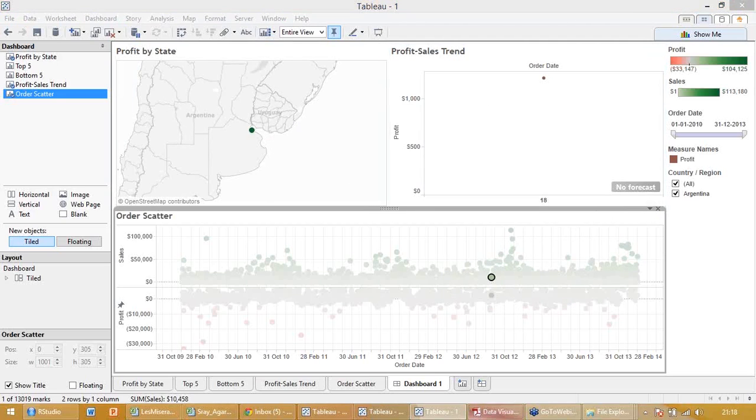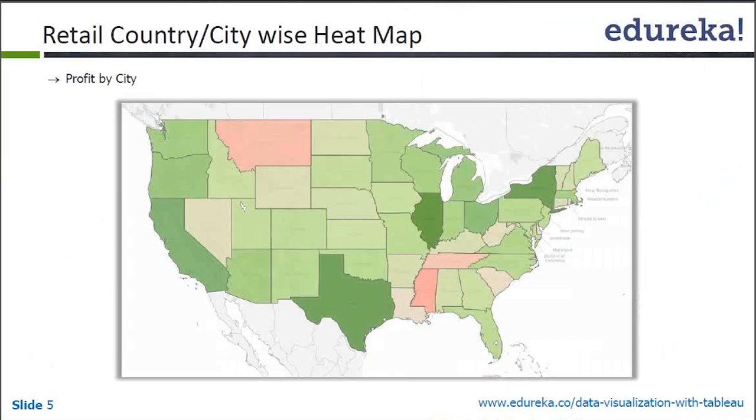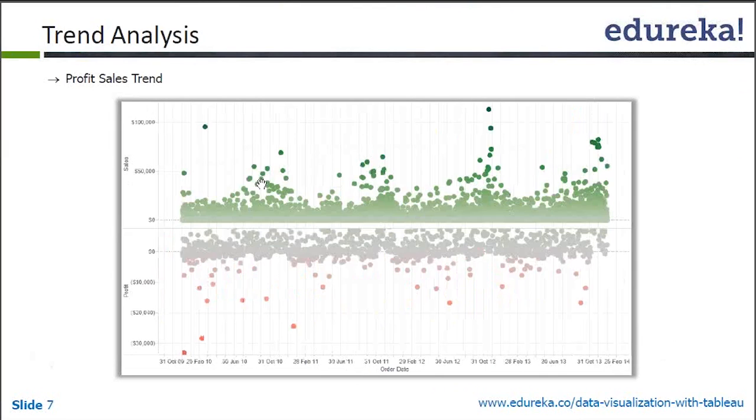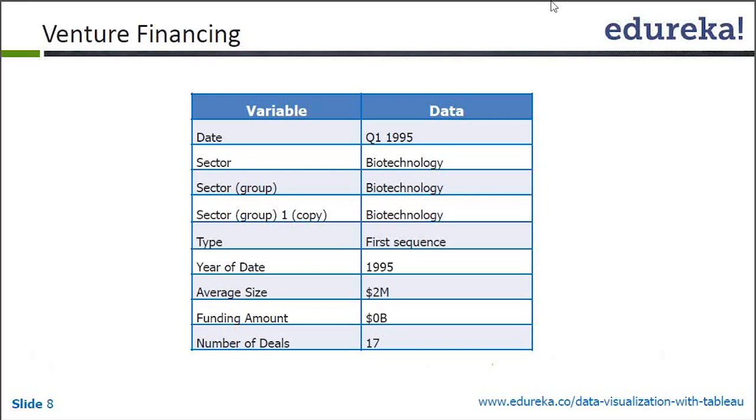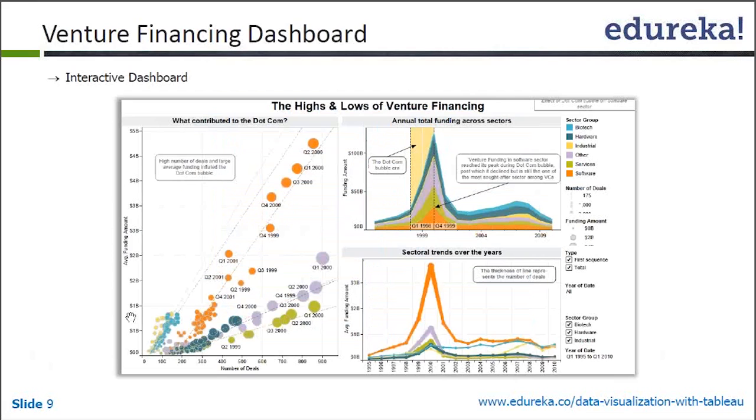Okay. So that is one part of the discussion we completed. We saw trend analysis and we saw the map. The second one we'll go for is venture financing. These are the variables which we have. There's a venture financing case study we are taking, where you have date, sector, type, year of date, average amount, funding amount, and number of deals.